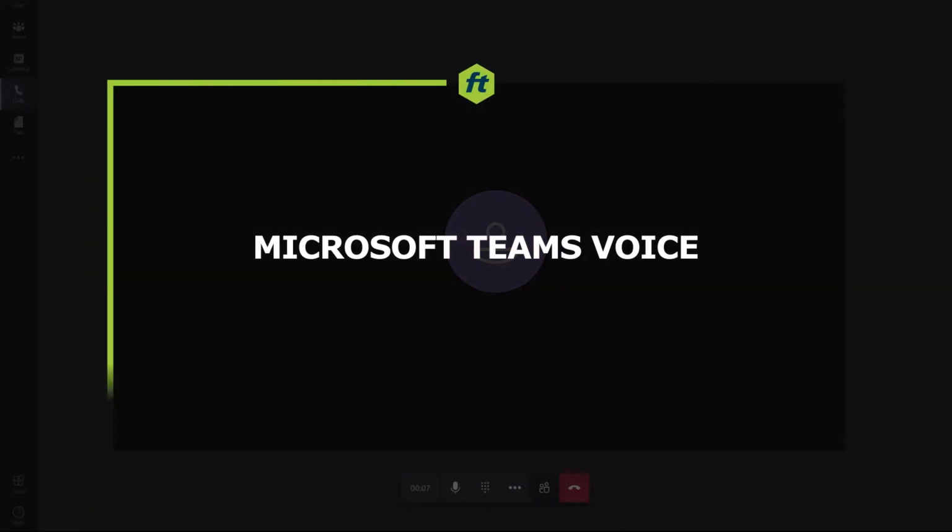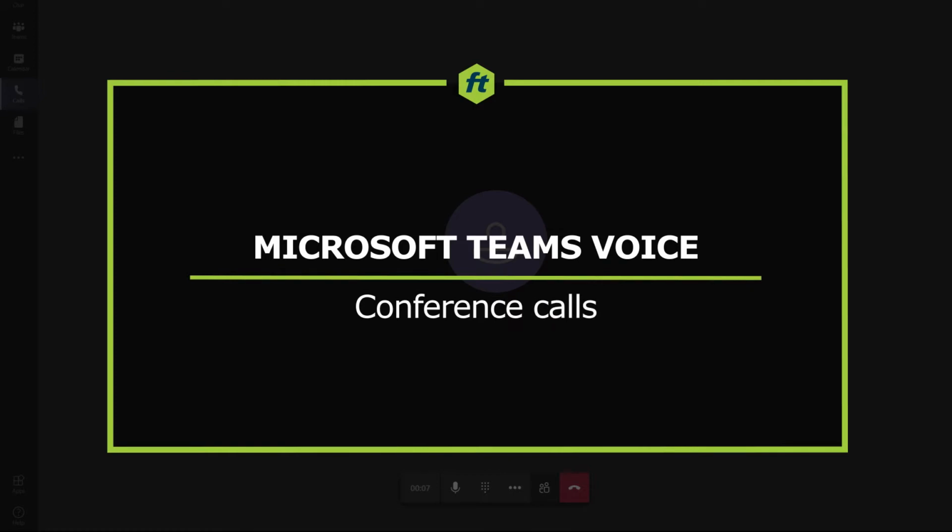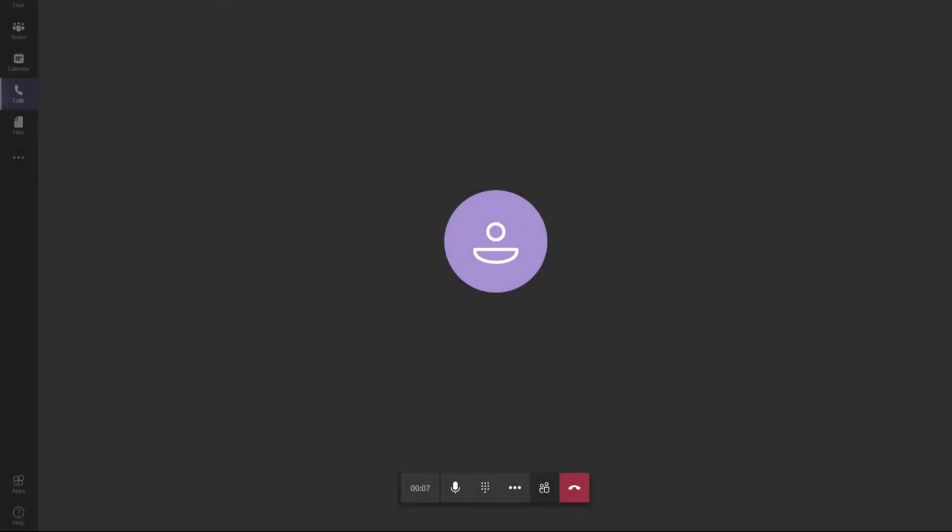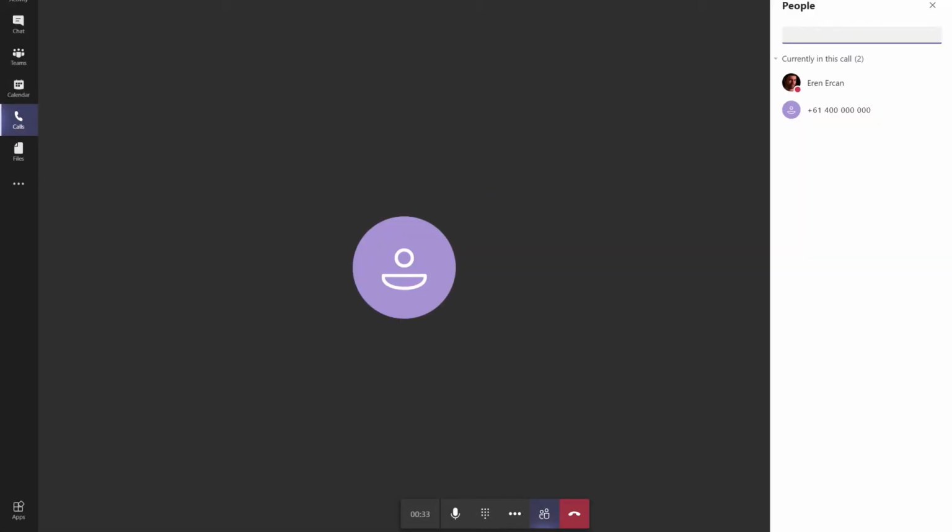What if you're on a call, but you need to dial someone else in? Microsoft Teams Voice has conference features built in. When you're in the call, click the Show Participants button. Type the name or number of the person you would like to add into the call.